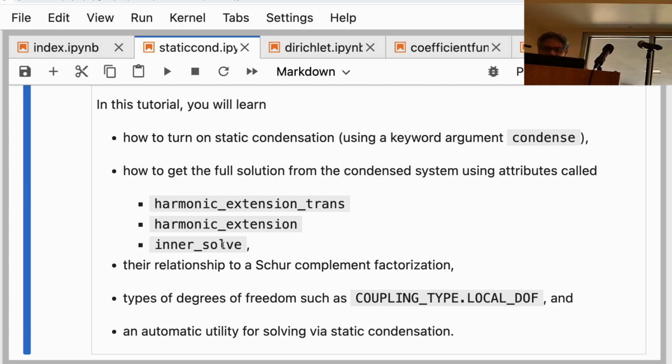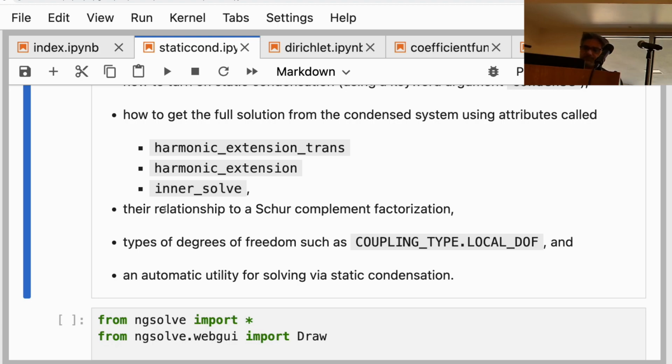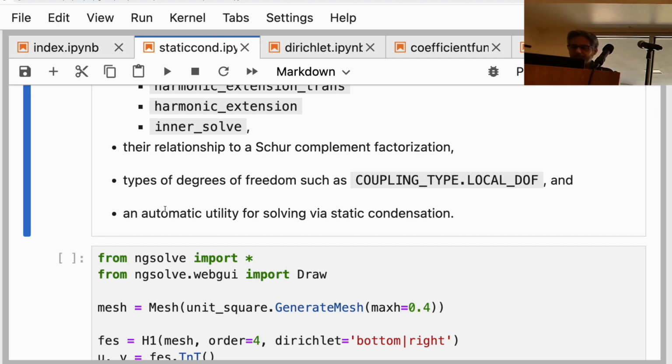And then to understand what's happening behind the scenes, there is this long linear algebra formula, which has multiple pieces, and these pieces are all available in NGSolve as data attributes of a bilinear form. And these are the attributes: harmonic extension, transpose, inner solve, and we'll see what all of that are in a second. And all of these help us do a Schur complement factorization of the inverse. And then we'll see how NGSolve knows to do this type of factorization. It needs to know the block partitioning, and the way that's implemented is using this data type called coupling type that divides an unknown in a finite element space into a category of local degrees of freedom or coupling degrees of freedom, or not local degrees of freedom.